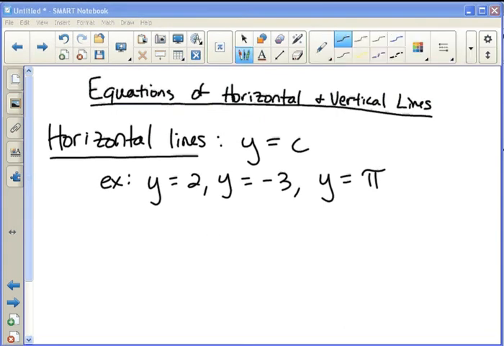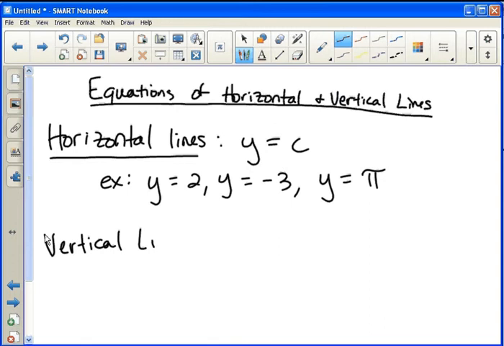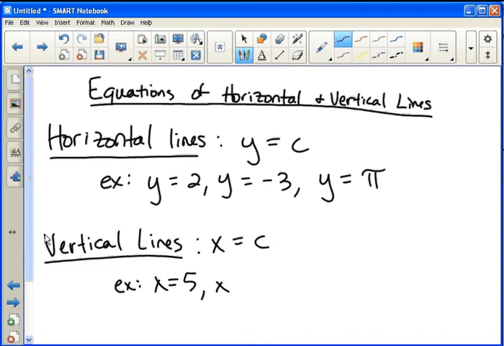Now vertical lines are going to be of the form x equals a number, because they're just the opposite. Horizontal lines will be y equals a number, vertical lines will be x equals a number. So this could be x equals 5, x equals -2, x equals 125, any number. And this will be a vertical line that passes through that x value on the x-axis. So that's horizontal and vertical lines.